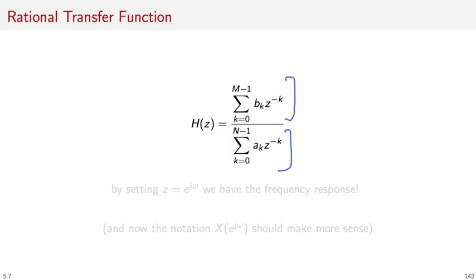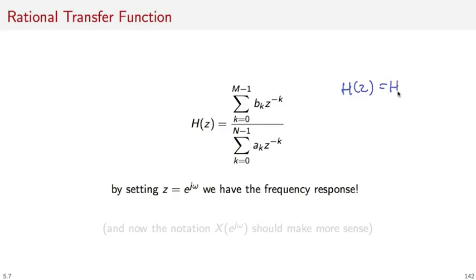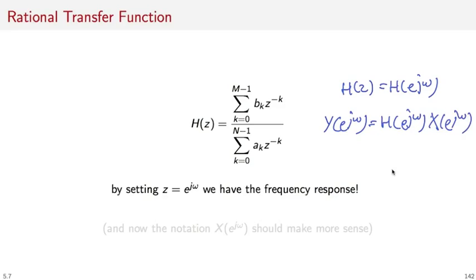Now, if you set z equal to e to the j omega, H(z) becomes H(e to the j omega), and you have the frequency response of the system defined by the CCDE. Well, the reason is that the whole equation becomes like so, and you recognize this as the equation that relates input and output in a filtering operation. So H is indeed a filter, and its frequency response is easily computed via the z-transform.